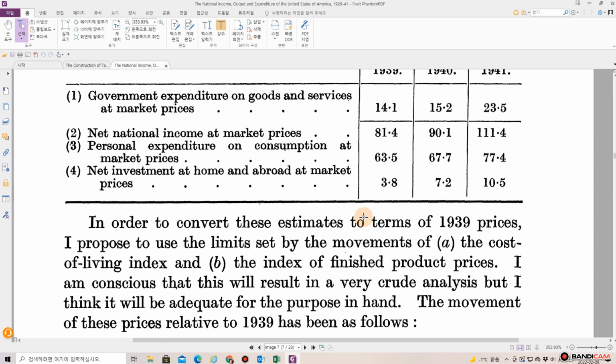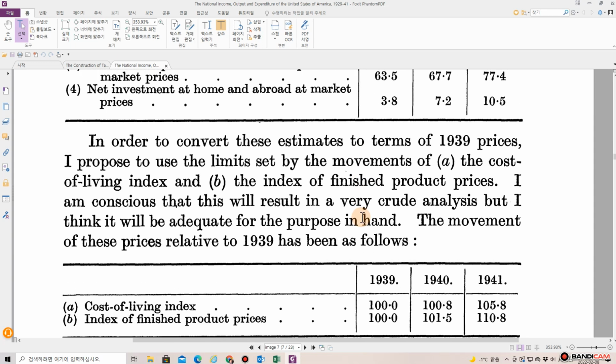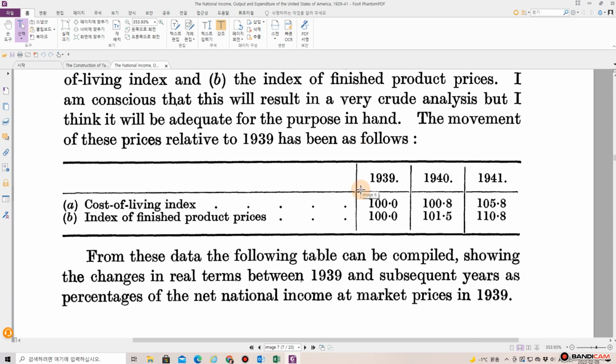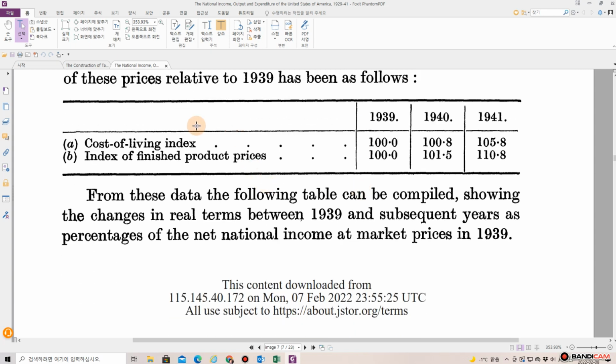In order to convert these estimates in terms of 1939 prices, I propose to use the limits set by the movements of A, the cost of living index, and B, the index of finished product prices. I am conscious that this will result in a very crude analysis, but I think it will be adequate for the purpose in hand. The movement of these prices relative to 1939 has been as follows. Cost of living index, index of finished product prices.